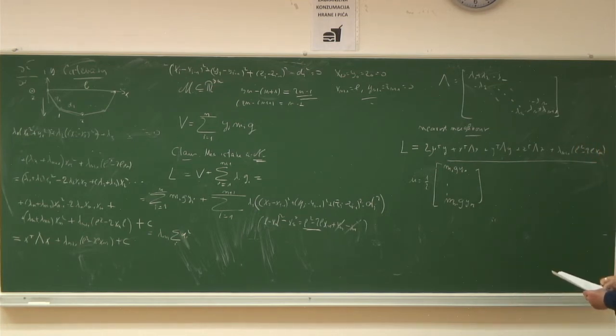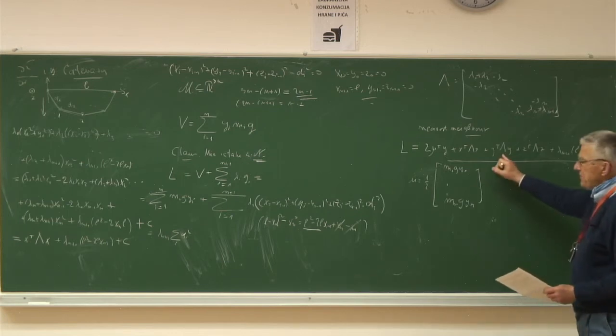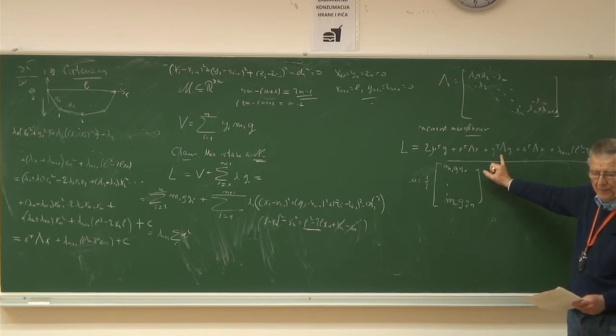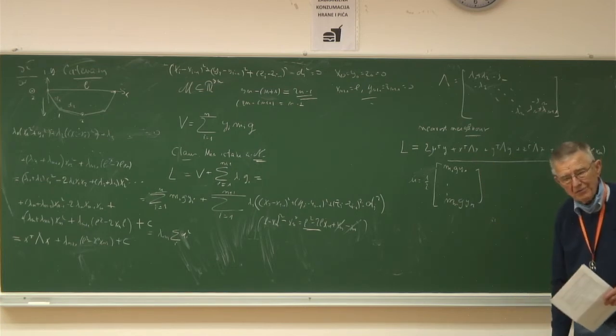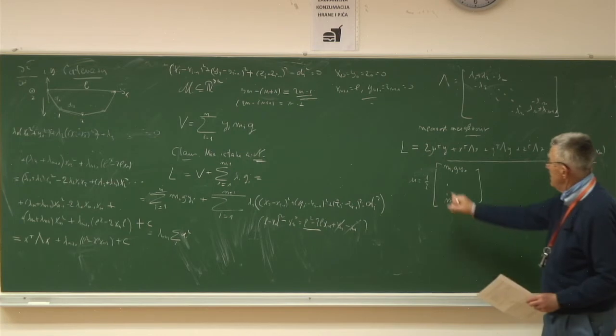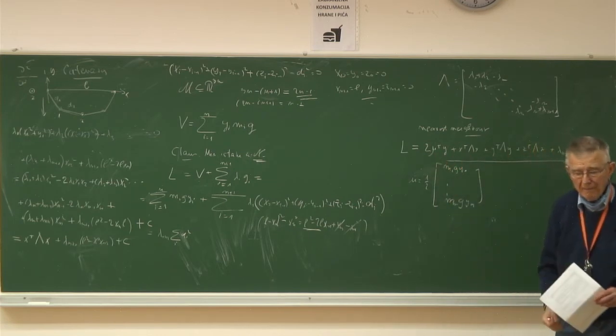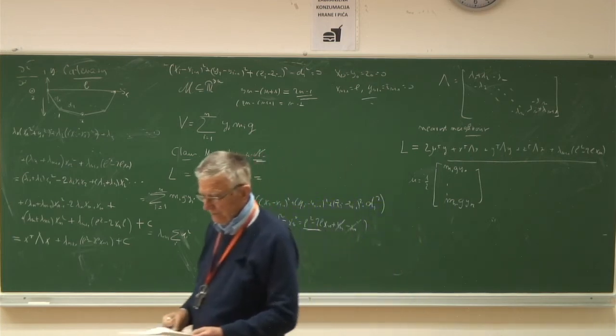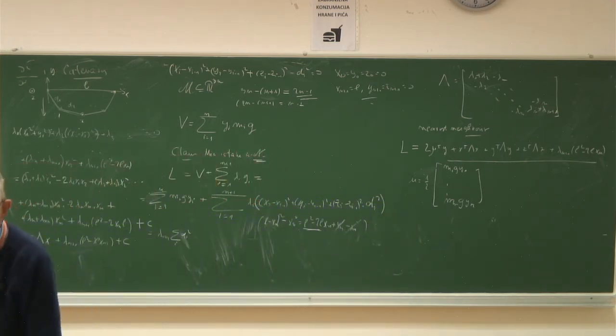You see what is a fine thing about this function? Once lambda is fixed, then this is a quadratic function of the variables. It's linear and it's quadratic. This is, of course, a very special feature.